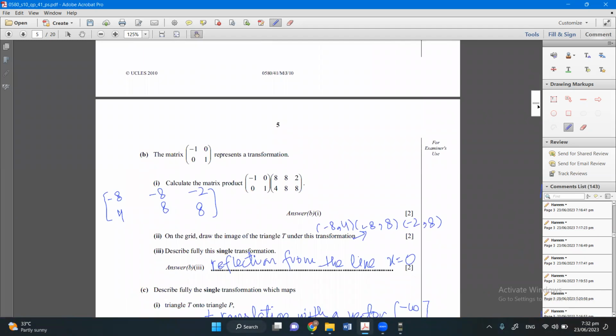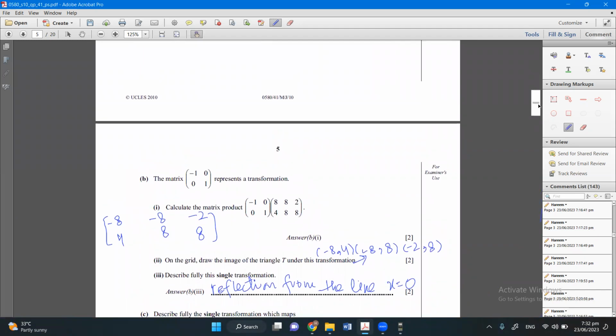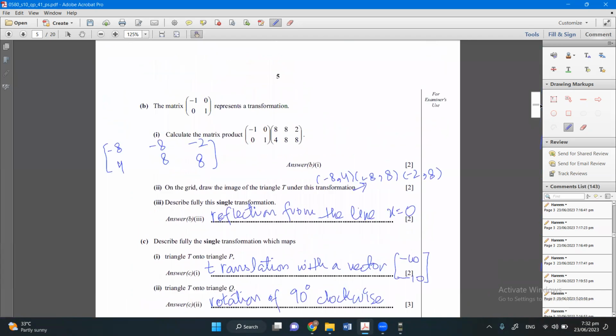So for the part B, they're saying that the matrix -1, 0, 0, 1 is representing a transformation. And first we have to find out the matrix product. So for the matrix product, what we have to do is just multiply these two matrices. So we know how do we do it? What we do is that -1 multiplied by 8 plus 0 multiplied by 4.